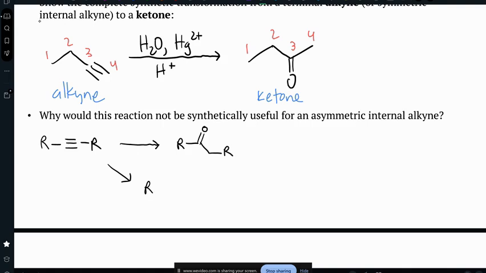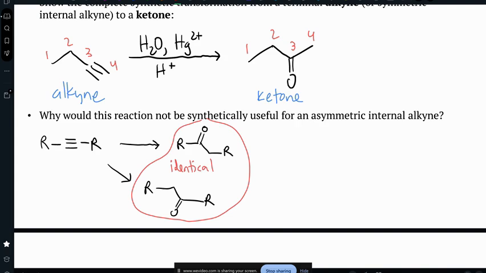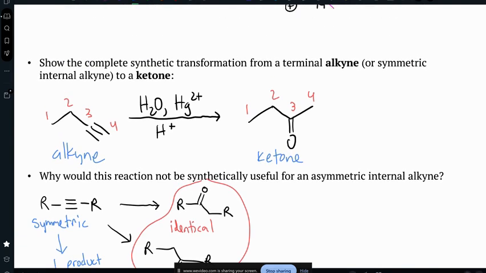One where I put the ketone on the first carbon, and one where I put the ketone on the second carbon. The key is, as long as the two R groups are the same, these molecules are identical. So for a symmetric internal alkyne, we only make one product. For a terminal alkyne, we're always going to add the oxygen to the more substituted carbon. So there we're always only going to make one product.